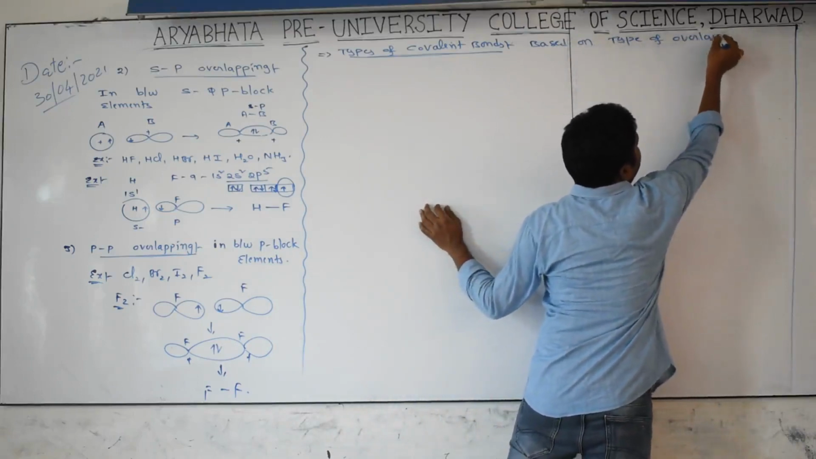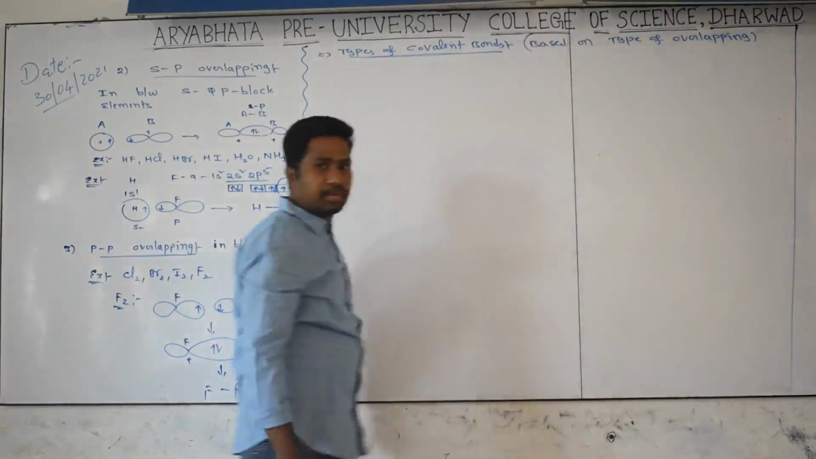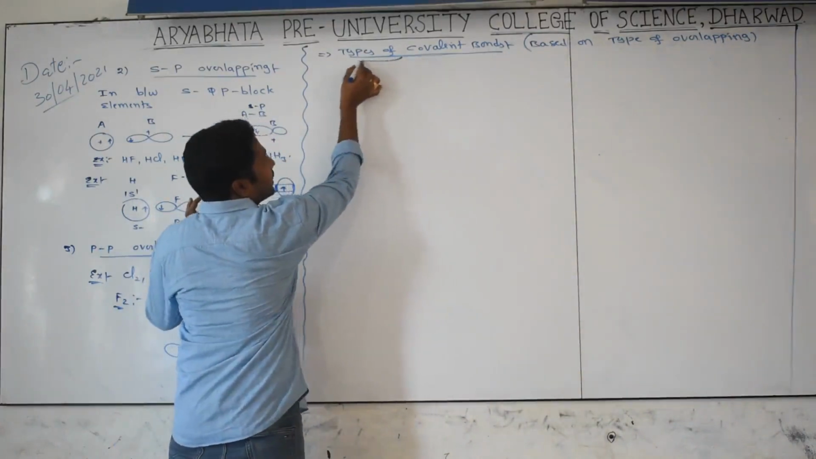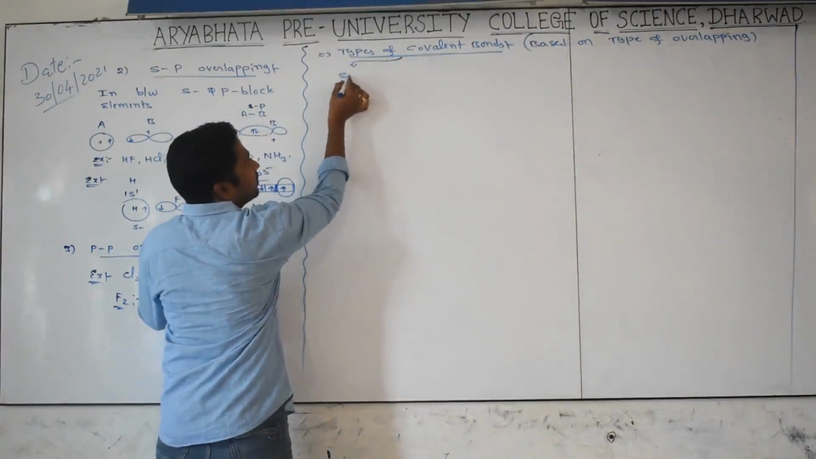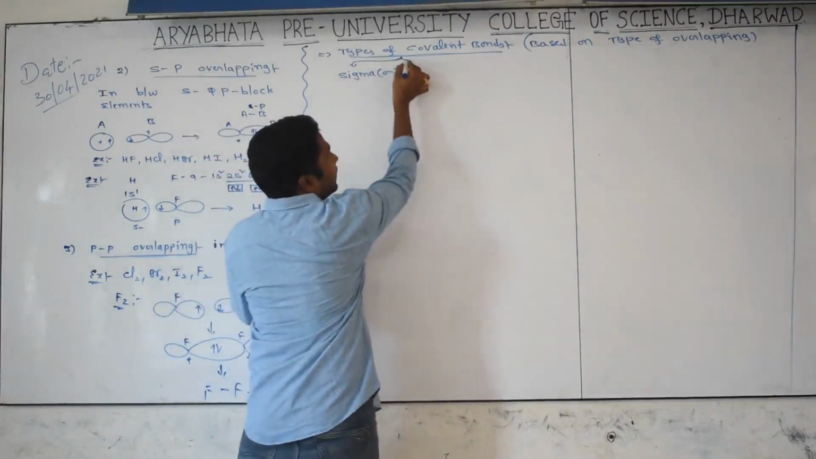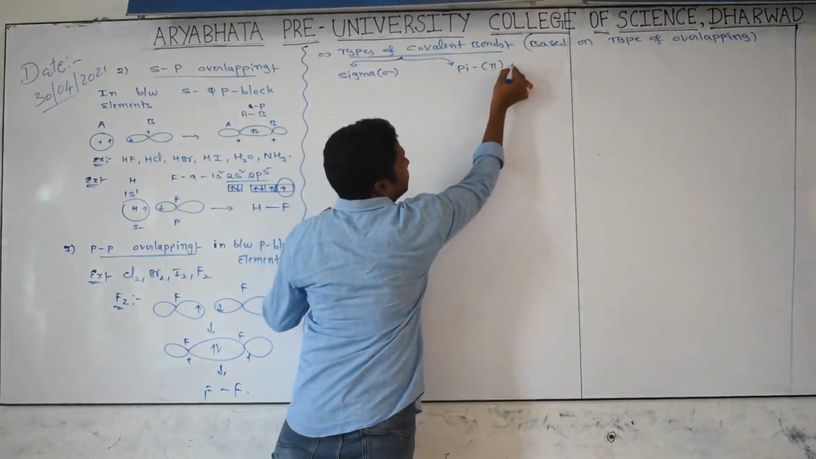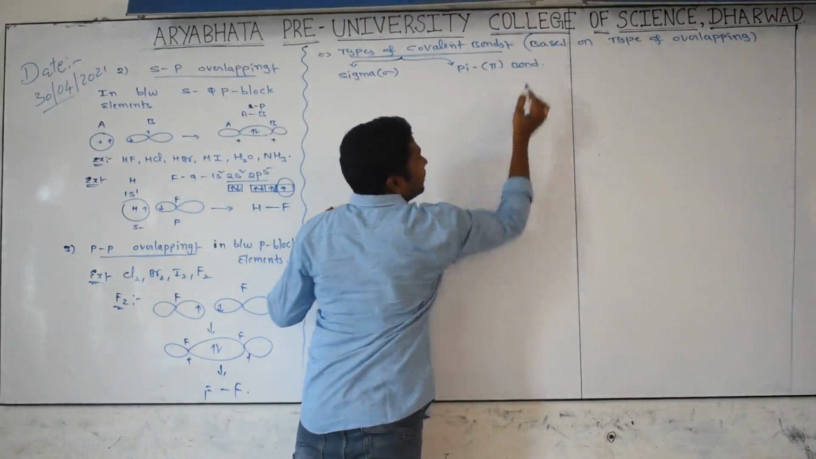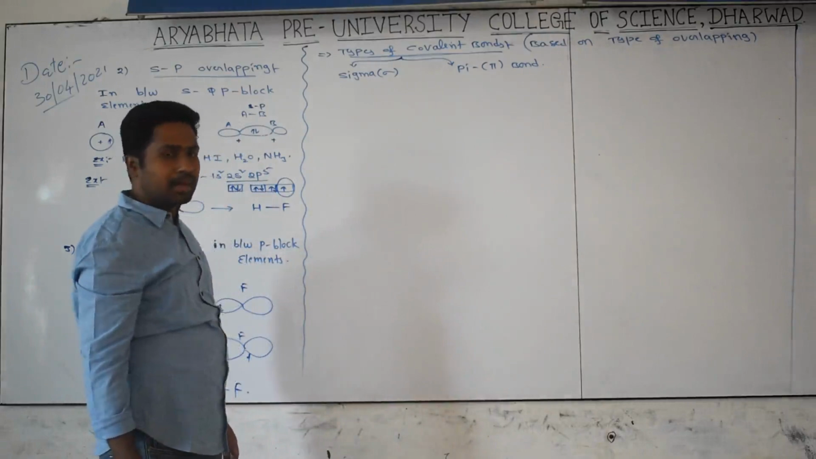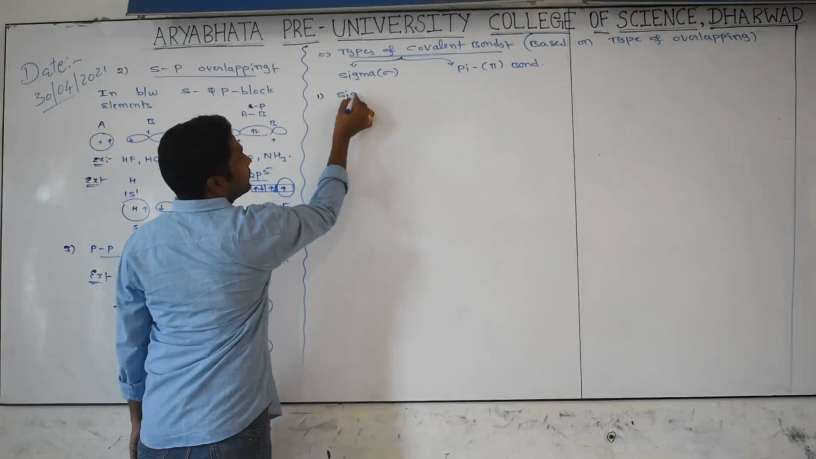You see, this concept is very important for all aspects, like board and competitive examinations. Based on the types of overlapping, covalent bonds are classified into two types. One is the sigma bond, denoted by this symbol, and the other is the pi bond, denoted by this symbol. So based on the type of overlapping, covalent bonds are classified into sigma bond and pi bond. First of all, we explain the sigma bond.